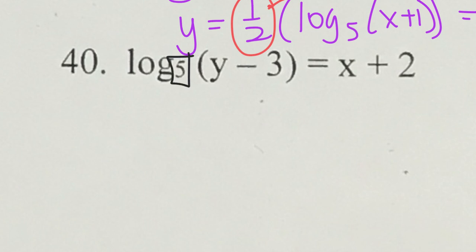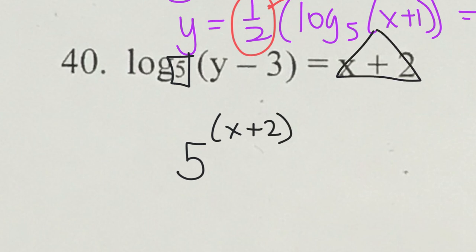Our log has a base of 5, so your exponent has a base of 5. Your log has an answer of x plus 2, so your base has an exponent of x plus 2. Technically you don't need that in parentheses. And then we have y minus 3 as the answer.